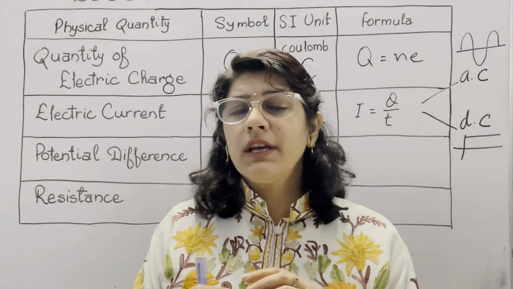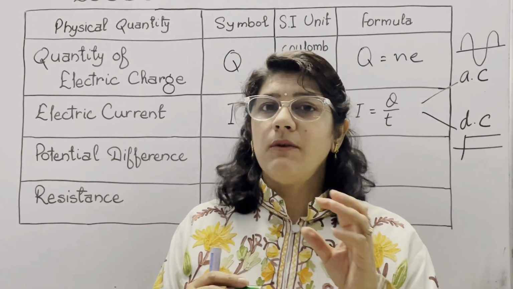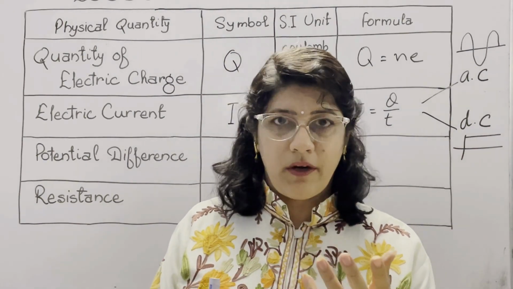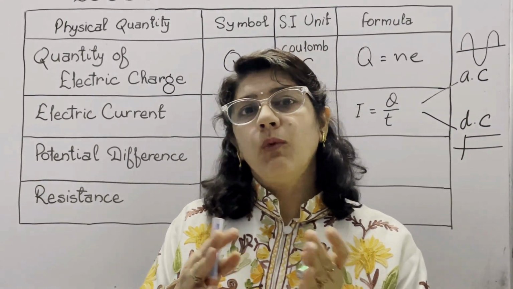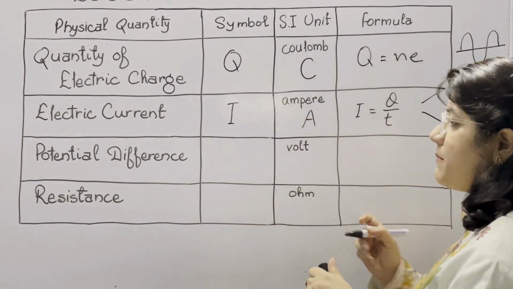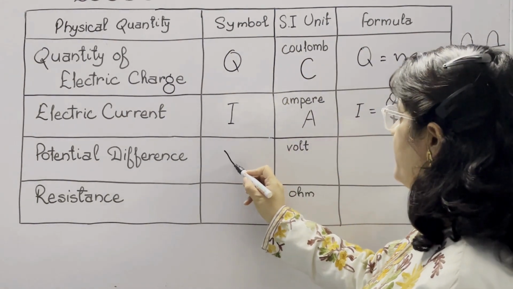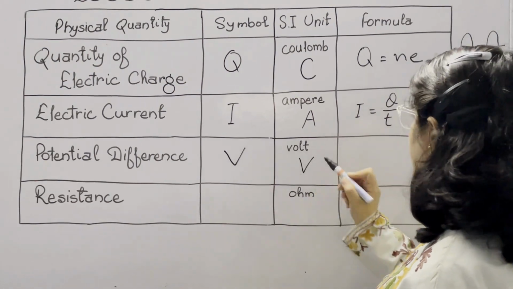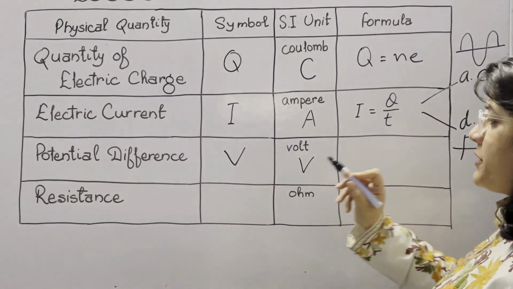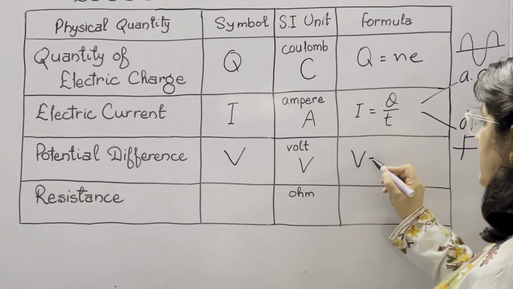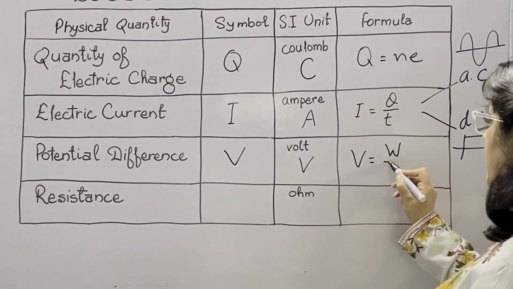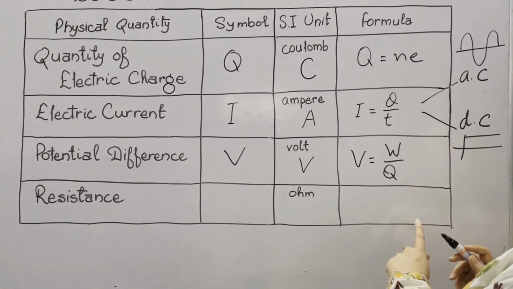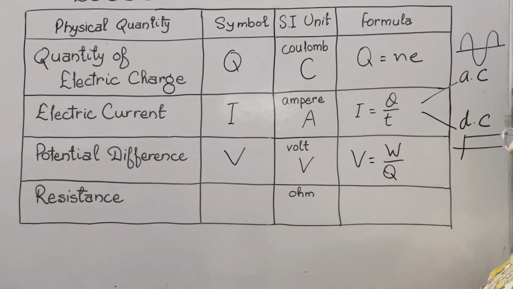In definition, we can say potential difference is the work done in bringing a unit positive charge from one conductor to another conductor. So we are relating it with work done. The symbol for potential difference is V. Its SI unit is volt, represented again by V, and the formula for calculating potential difference is V is equal to W, which is work done, upon charge, which is Q. So V is equal to W upon Q.